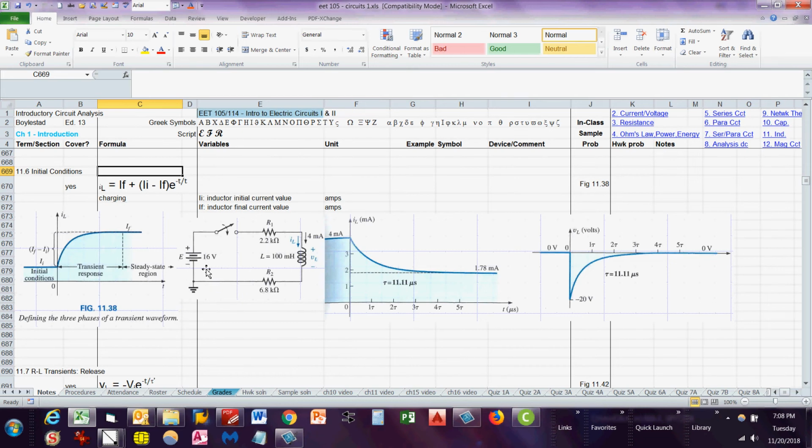So in this example here, when we close the switch, I sub L starts off at 4 milliamps given this, and then it decays down to 1.78. V sub L starts off as 0 because, again, at the initial time it's open, and then it goes to negative 20 volts, and then it decays down to 0.